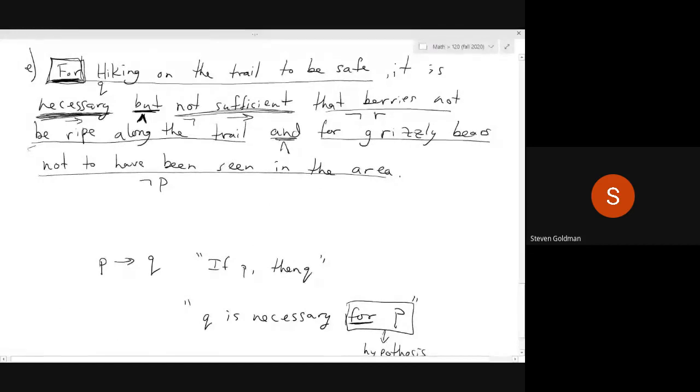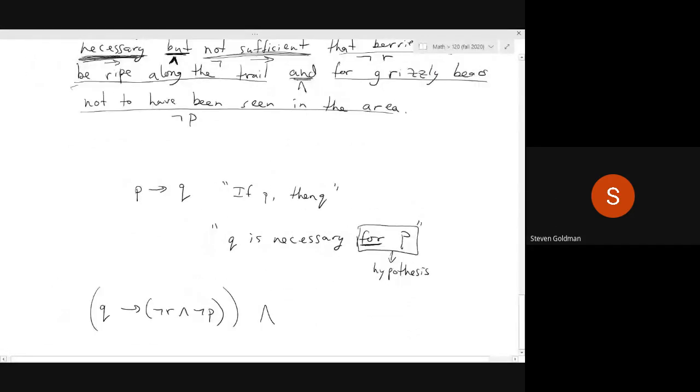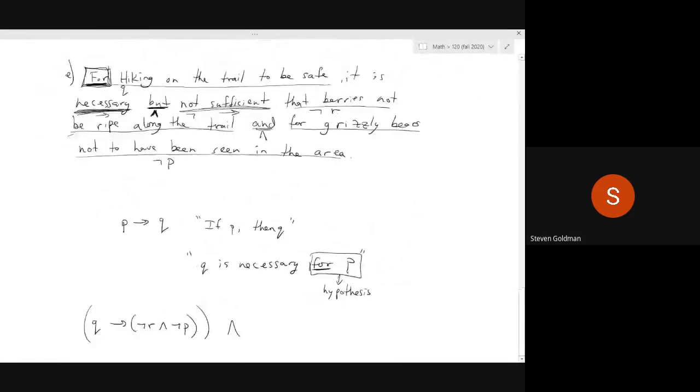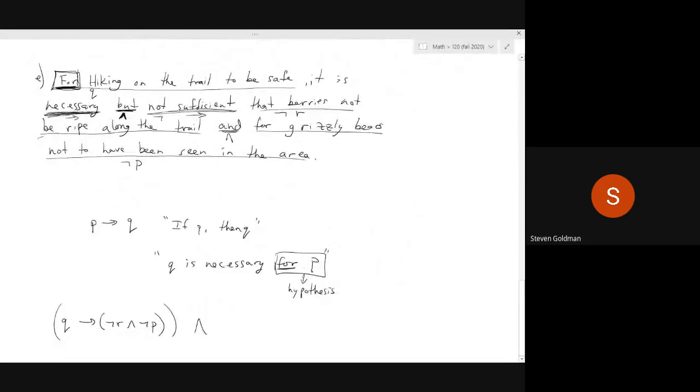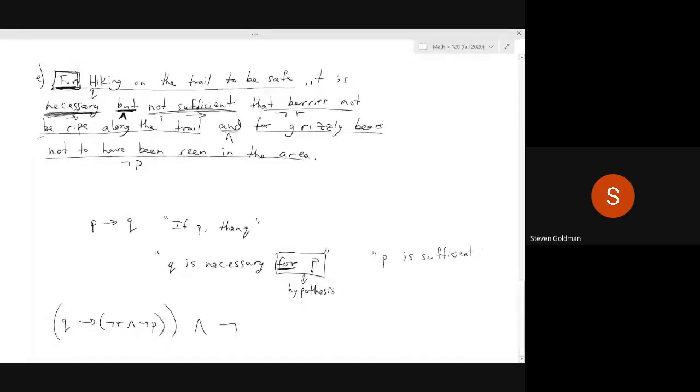But not sufficient. "But" is the same thing as "and." That's a conjunction. Now, not sufficient means it is not the case that it is sufficient. The not is a negation there. Sufficient is again a conditional statement. The way we did sufficient was, if you have a sentence, if P then Q, that's the same thing as saying P is sufficient for Q.